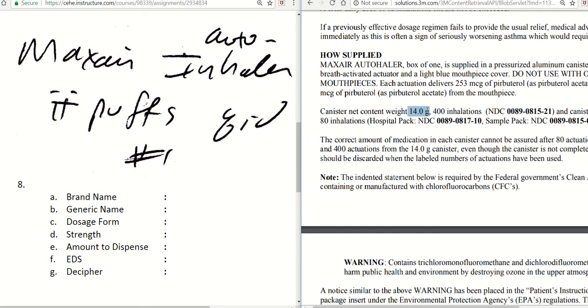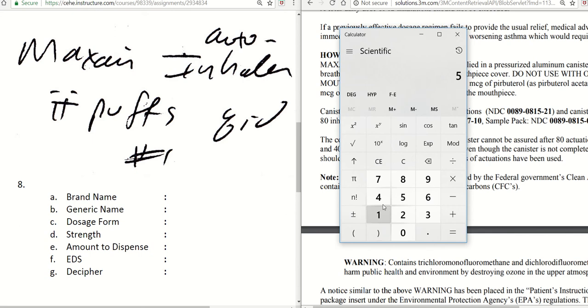So we bill based on the grams. So for amount to dispense, put 14. And that means you get 400 inhalations, so 400 puffs per container. How many puffs does this patient take in a day? 8, right? So inhale 2 puffs by mouth 4 times a day, QID. So 400 puffs per container, you use 8 in a day, divide by 8, for an EDS of 50.